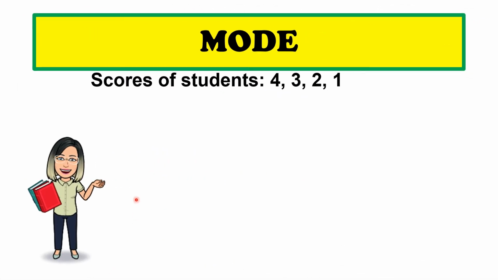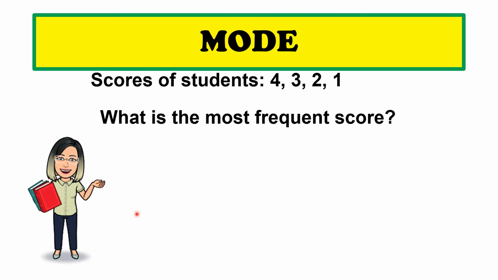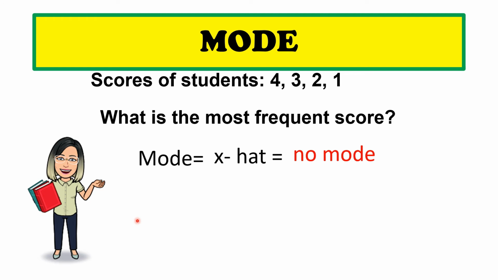So we need to find the mode of the following scores: 4, 3, 2, 1. What is the most frequent score? Is there a most frequent score in the given set of scores? So we need to find the mode. The mode is x hat and there is no mode.